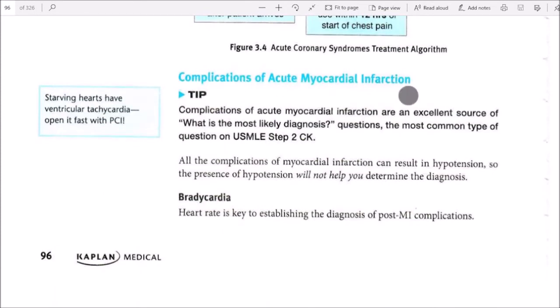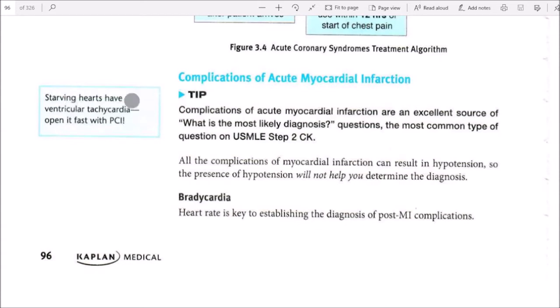Complications of acute myocardial infarction. Tip: complications of acute myocardial infarction are an excellent source of what is the most likely diagnosis questions, the most common type of question on the CSME and sub-CK. Other complications of myocardial infarction can result in hypertension, so the presence of hypertension will not help you to determine the diagnosis.